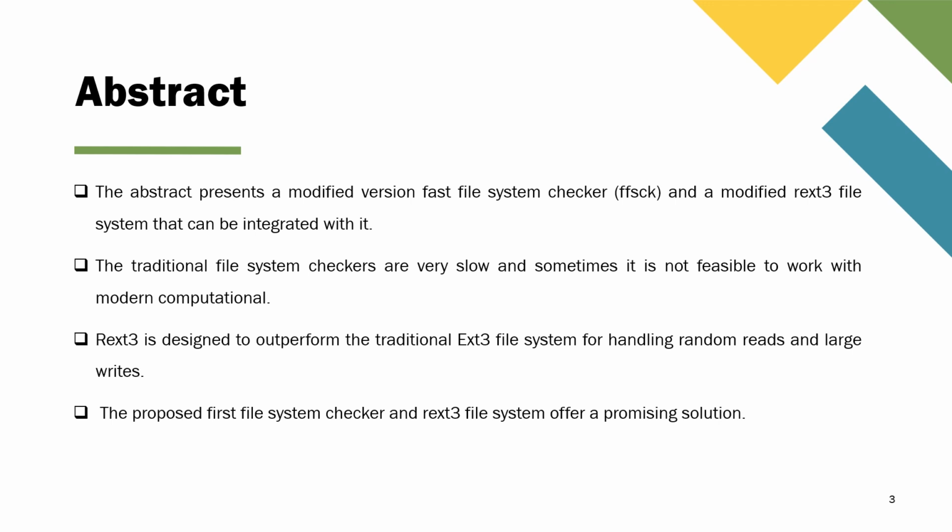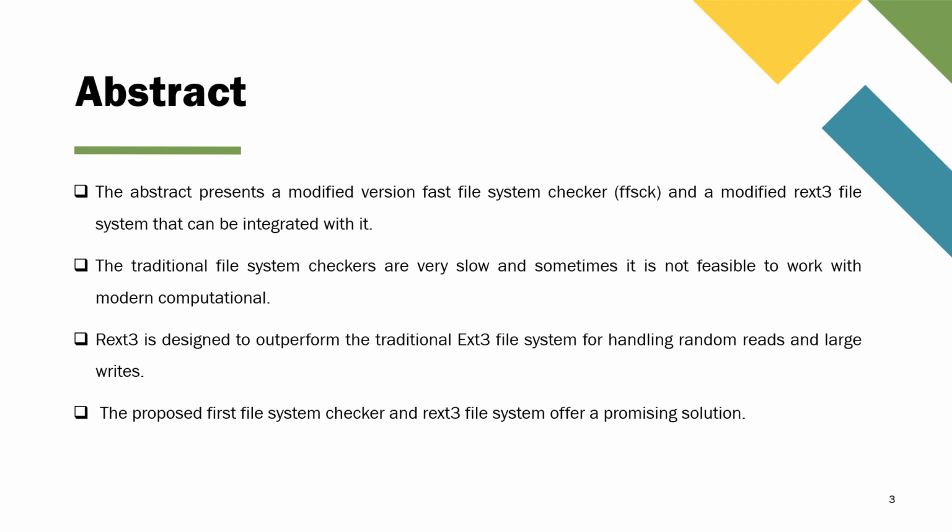In this paper, the abstract represents a modified fast file system checker and the modified REST file system that can be integrated with it. The traditional file system checker can identify and recover lost images, but these traditional checkers are very slow and sometimes not feasible to work with modern computation due to the slow speed. The author addressed some challenges like cache failure, hardware error, and file system bugs, which contribute to the slow operation of the file system checkers.